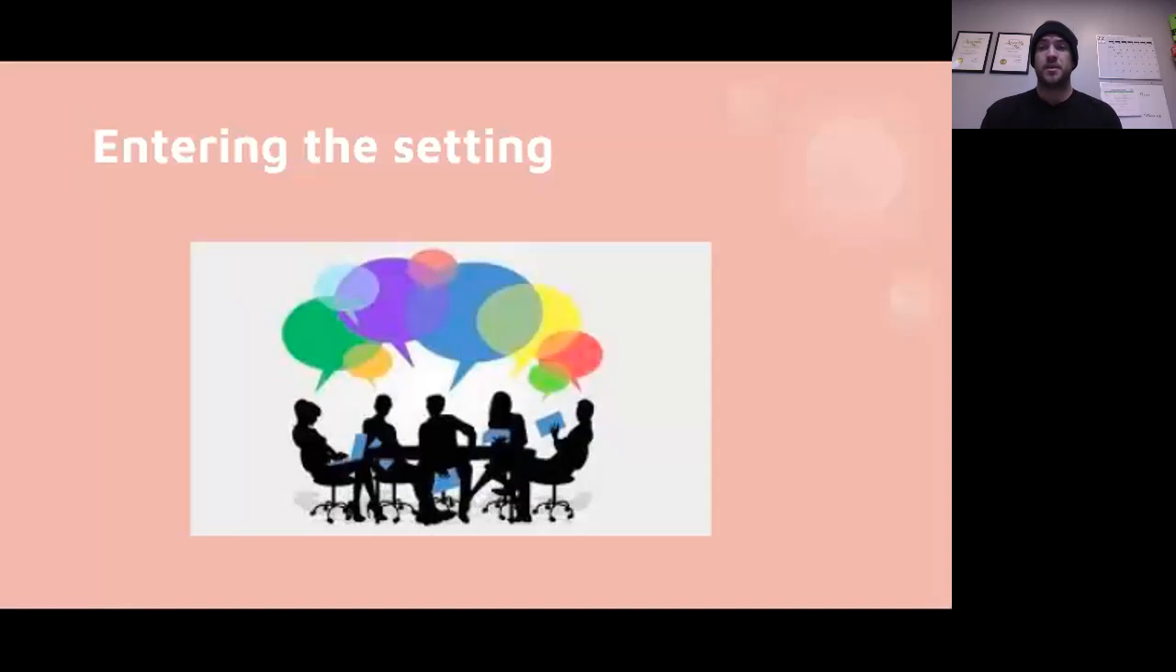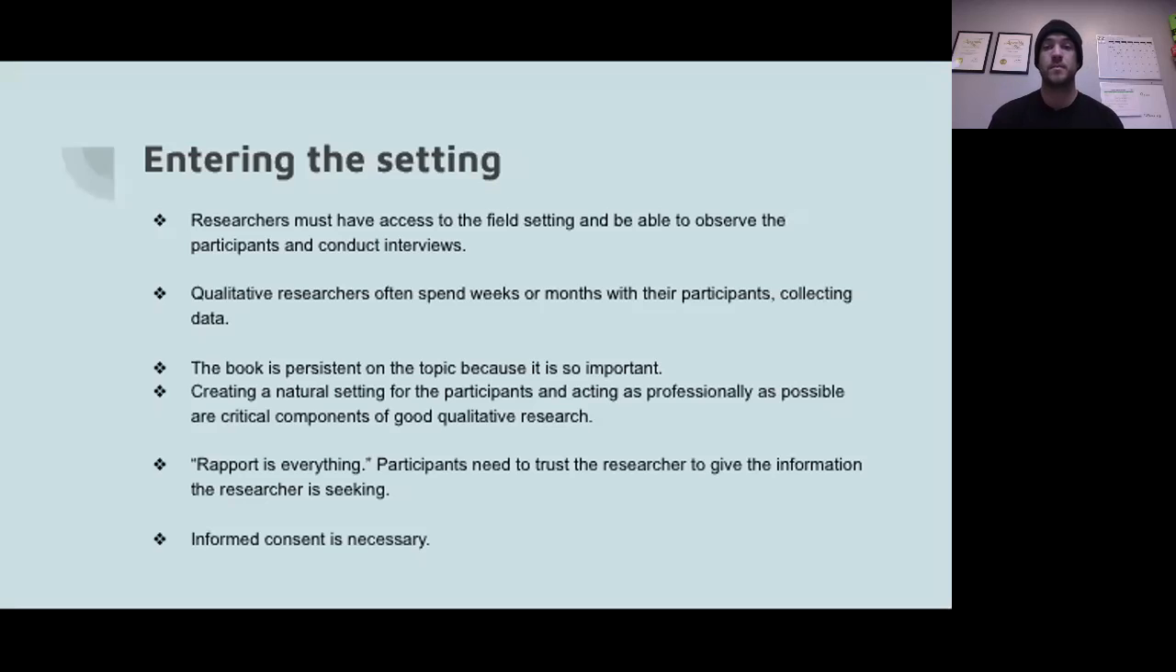Now that we have discussed the participant selection process, we will talk about entering the setting. In order to conduct qualitative research, researchers must have access to the field setting and they must be able to observe the participants and conduct interviews. It's important for the researcher to be present during the study. Qualitative researchers often spend weeks, or even months, with their participants collecting data. The book is very persistent on this topic because it's such an important component of qualitative research.